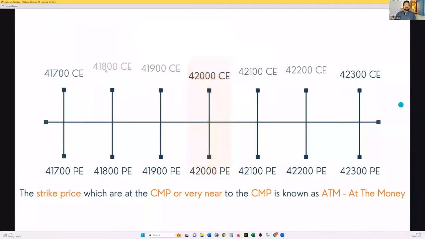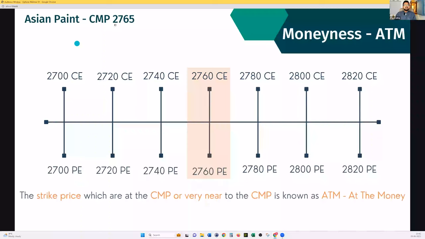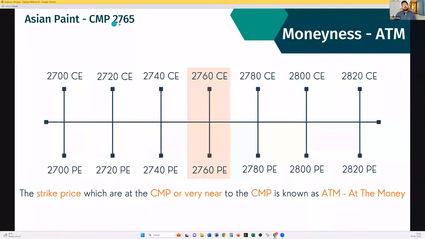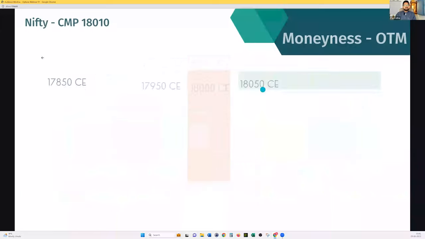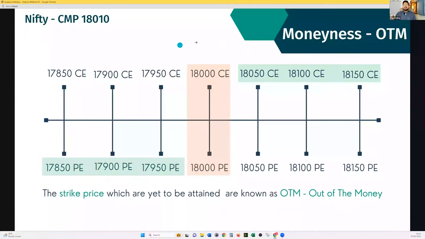Now in Asian Paints, we have 2765. Tell me, what is the strike price which is at ATM? It's going to be 2760 as the ATM. Good. Super. Okay, so now let me explain the OTM.